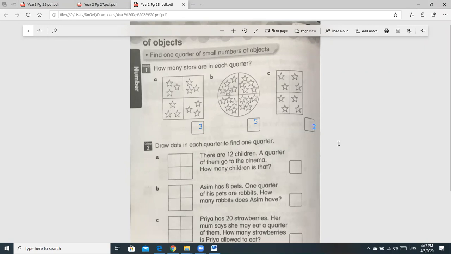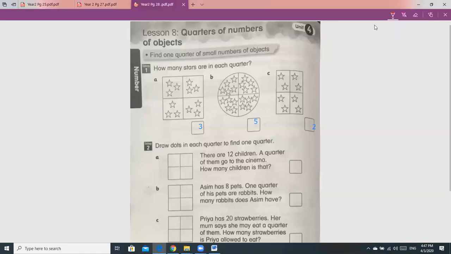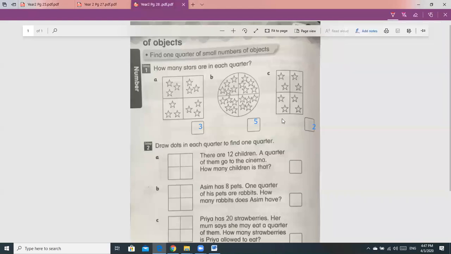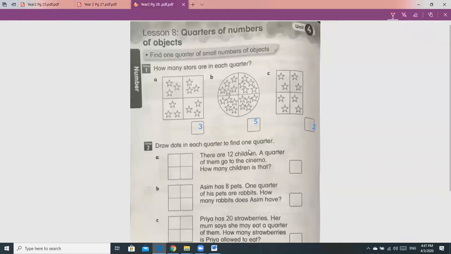Here, it says to me, draw dots. Draw dots in each quarter to find 1 quarter.